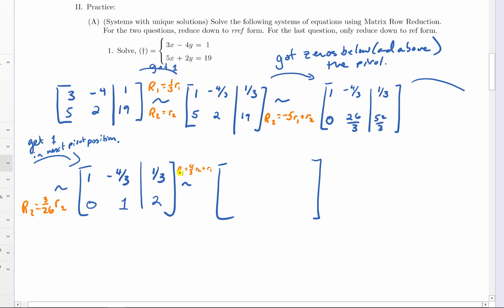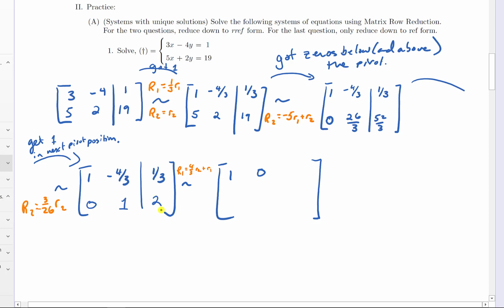So I'm going to get my new row 1 using a linear combination of these two old rows. I'm going to take 4/3 times this row and add it to this row, and that will give me my new row 1. So see here, when we do 4/3 times 0, that's still 0, which gives us a 1 when I add it to that entry. When I multiply the second entry, 1, by 4/3 and add it to negative 4/3, that gives me the 0 that I was after.